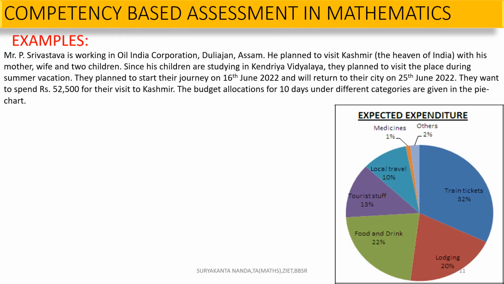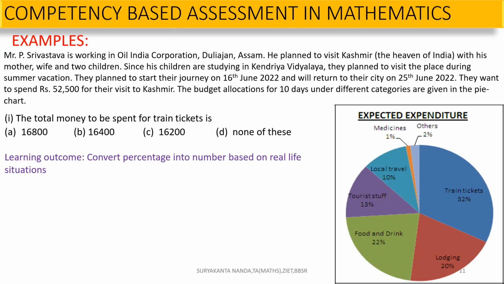Here we have one more example of competency based test items where some situation is given and the question contains two parts. The first part is, the total money to be spent for train ticket is what. The learning outcome is convert percentage into number based on real life situations. Some real life data is given from the picture. The child will interpret the data and convert it to the percentage. So the first part comes under assessment objective 1.